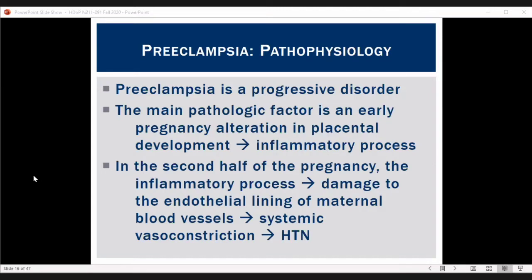So it's in the second half of the pregnancy that the inflammatory process really reveals itself, that it has caused damage to the endothelial lining of the blood vessels. And that's when you see this hypertension. So the damage is done early in the pregnancy. The patient is asymptomatic. You don't know that any damage has been done, but it's after week 20 that it manifests as this hypertension.